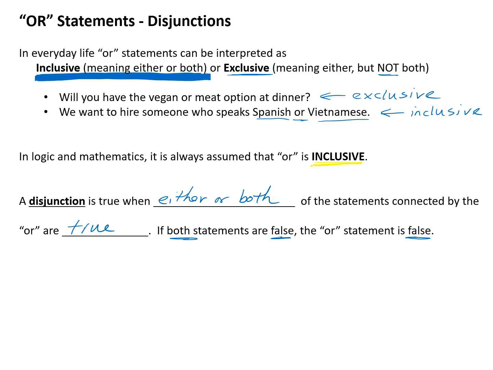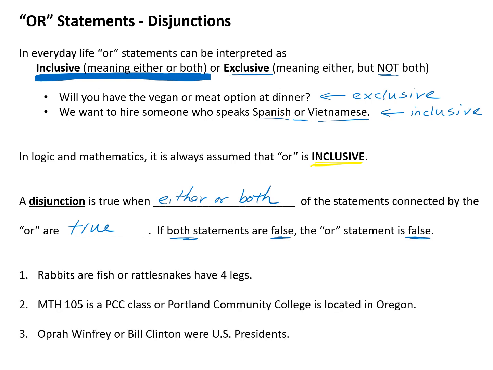So if we go back and look at those same examples that we had when we were looking at the and statements, rabbits or fish. Rabbits or fish, we knew from before that that was a false statement. Or rattlesnakes have 4 legs, that's also false. So if we have 2 false statements, then the statement is false. Now that's one thing that's consistent with both the and statement and the or statement. Likewise, if you have 2 true statements, Math 105 is a PCC class, that's true, and Portland Community College is located in Oregon, that's true, then we have a true statement as well.